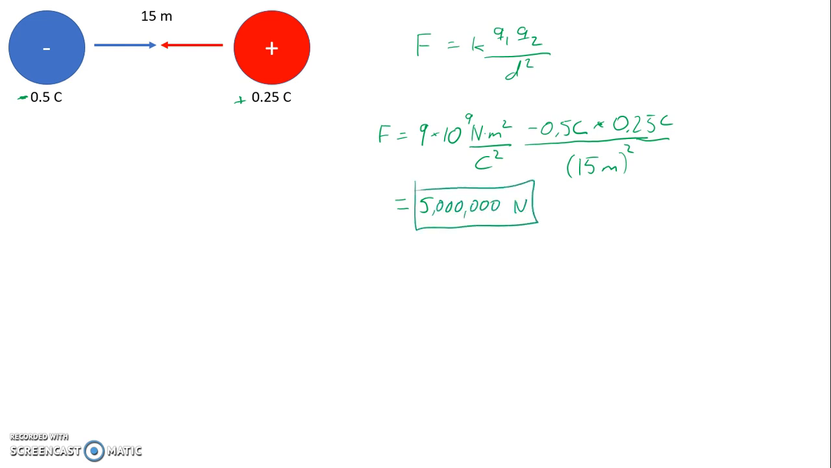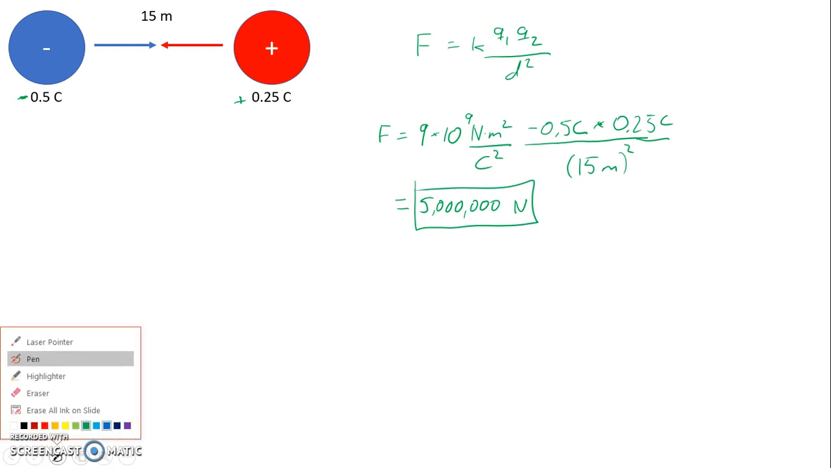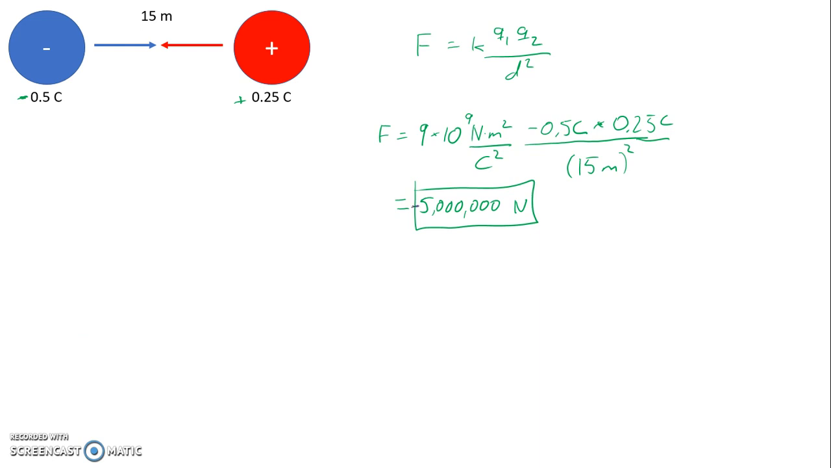Negative because of this negative, but really, this negative in here means it's an attractive force. They are going to pull each other. They're going to attract towards each other. They're going to move towards each other. If your answer comes out as positive, then that's going to be a repulsive force. They're going to push each other away.